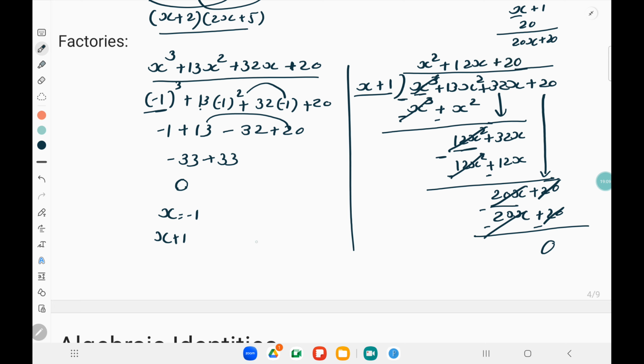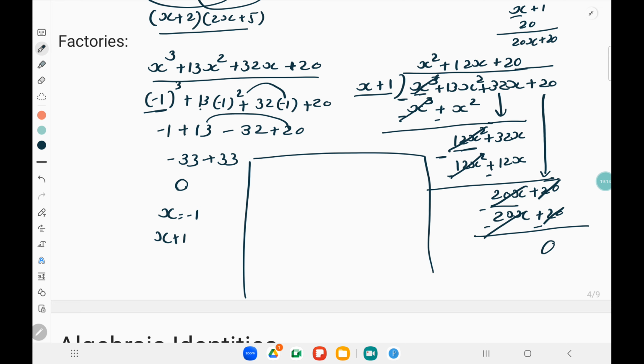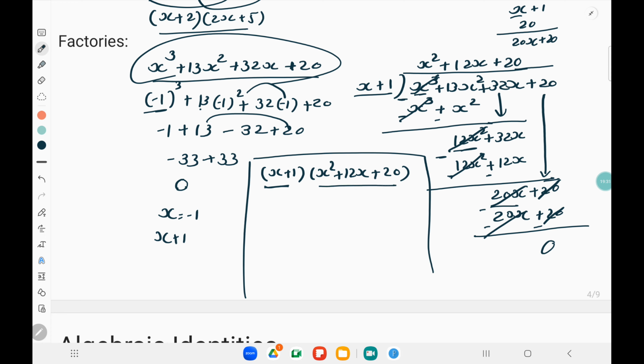So here we got two factors, x plus 1, and the second one x square plus 12x plus 20. These two are factorized. This is the complete factor, right? This cannot be factorized further, but this one we can still factorize further. So x plus 1 in a bracket x square. If I want to split the 12x, we need 20, so 10 times 2, right? So 10x plus 2x plus 20.